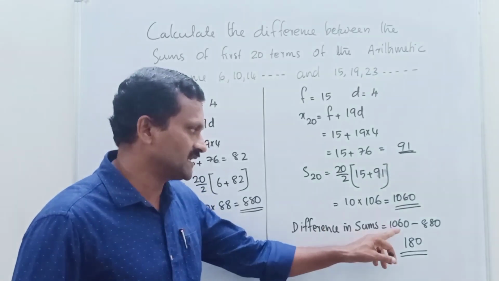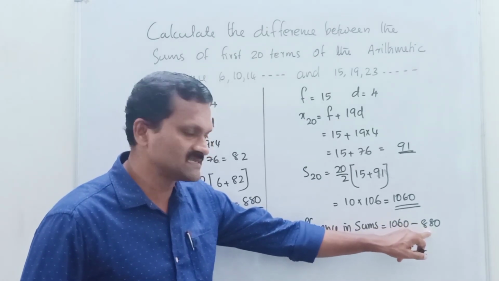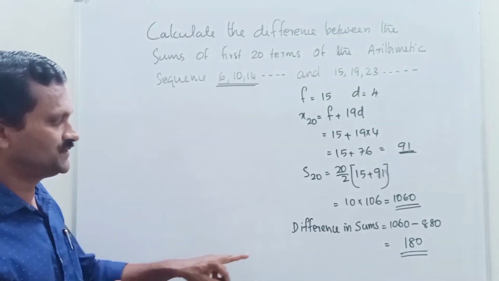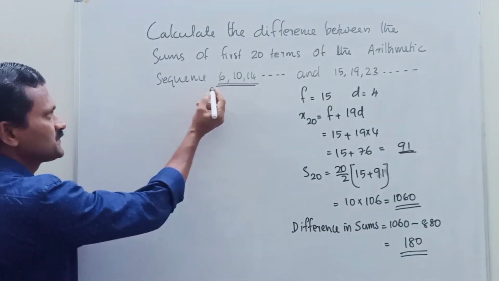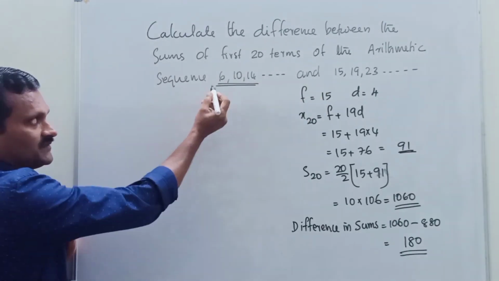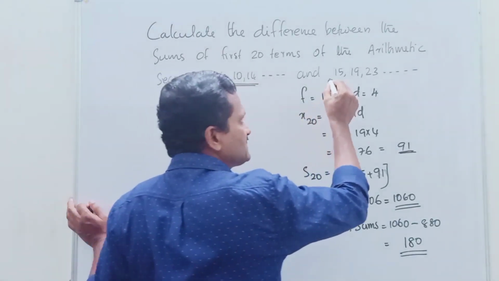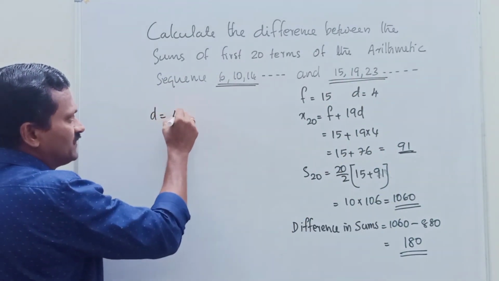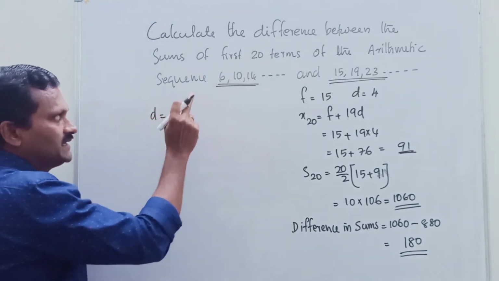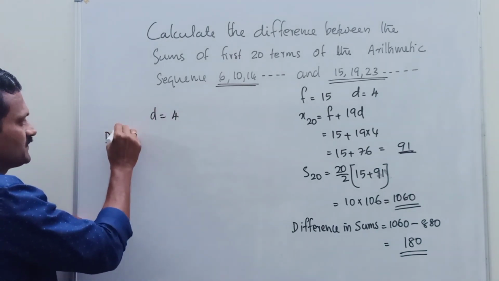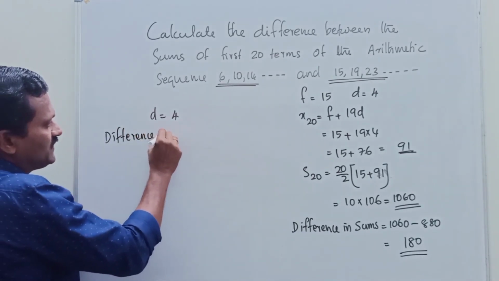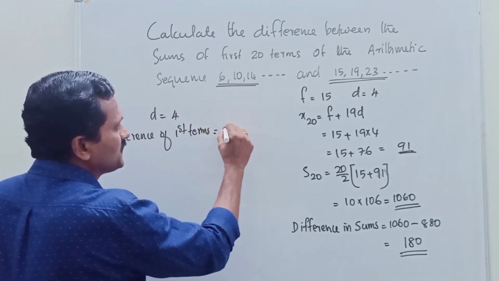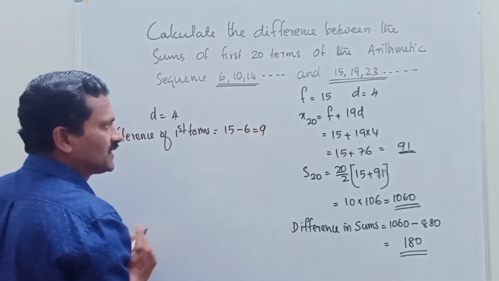Difference in sums equal to 1060 minus 880, that is 180. Another method to find difference in sums: here both sequences, the first sequence 6, 10, 14 and the second sequence 15, 19, 23, have the same common difference 4. So we find the difference of first terms. What is the difference of first terms? Yes, that's equal to 15 minus 6 equal to 9.